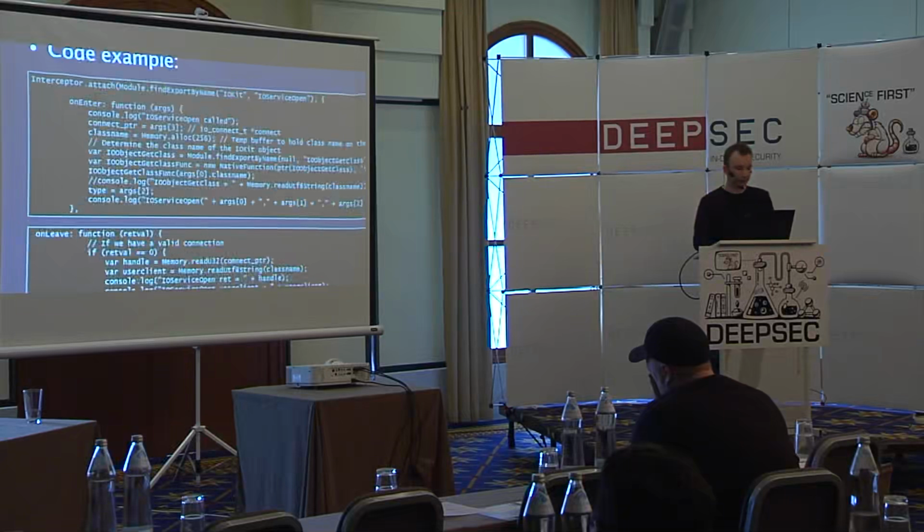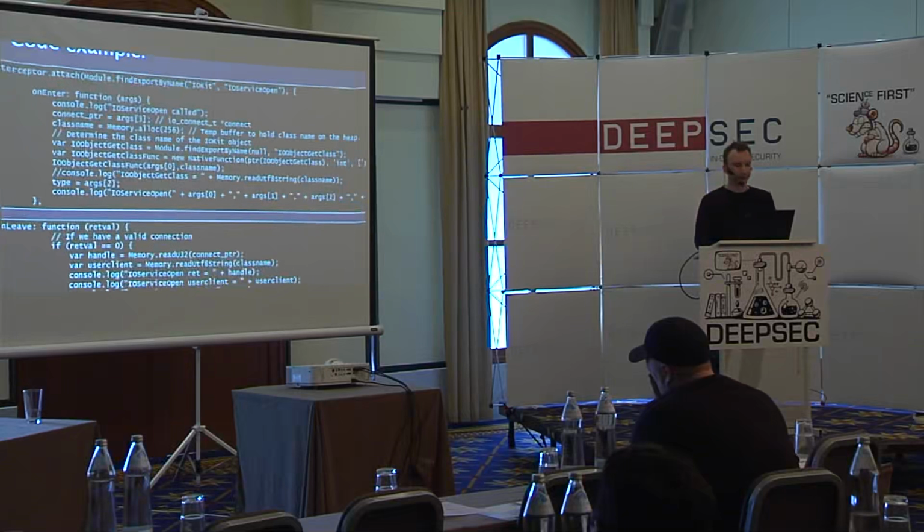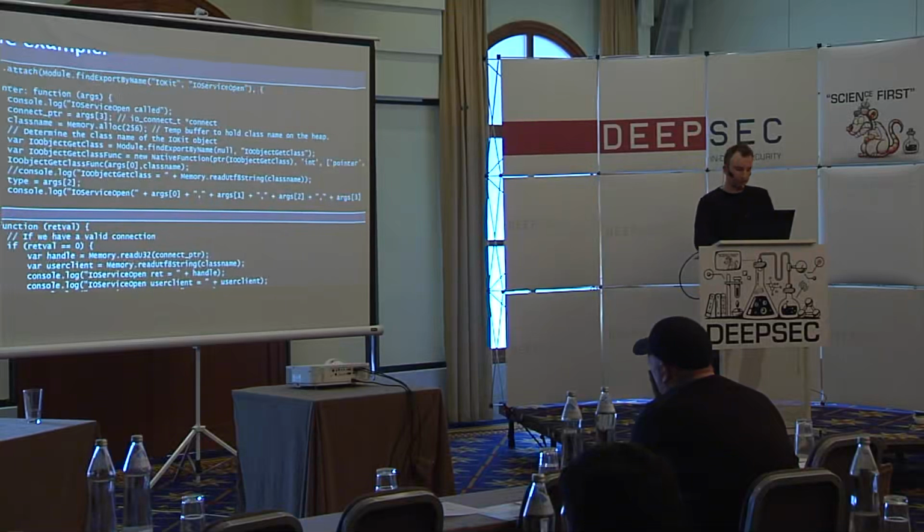So here's a quick example of doing the handle mapping. With this function, I'm hooking IOServiceOpen, calling a native function from inside the JavaScript, and then finally logging out the arguments and capturing them.